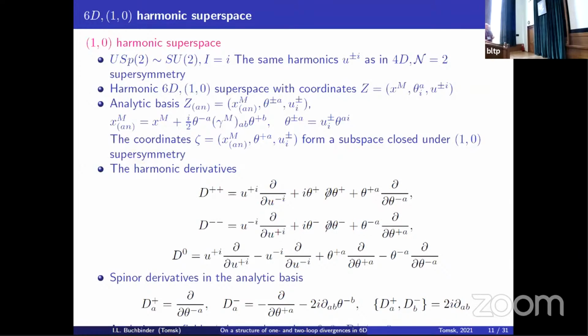Okay, so a little bit about this formulation. We begin with Minkowski space coordinates, add some number of anti-commuting variables and some number of variables u plus-minus, which are called the harmonics. In this space, it's possible to select a subspace with these coordinates, and this subspace is closed under the supersymmetry transformations, the (1,0) supersymmetry transformations. In general, we have theta plus and theta minus as anti-commuting variables, but in the analytic subspace of harmonic superspace, we use only theta plus. So the number of anti-commuting variables is less than in the general case. The field theory in harmonic superspace is described in terms of harmonic derivatives and some spinor derivatives. Their concrete form doesn't matter here, but I would like to emphasize that there are some specific objects.